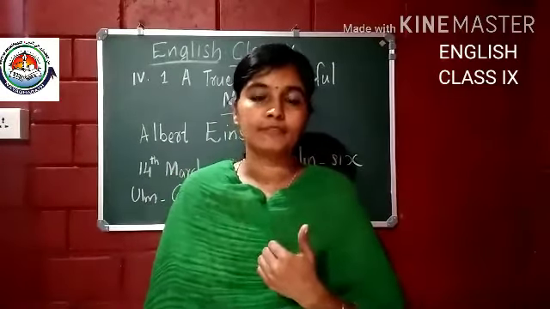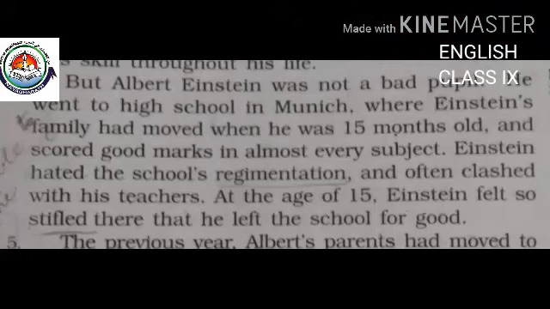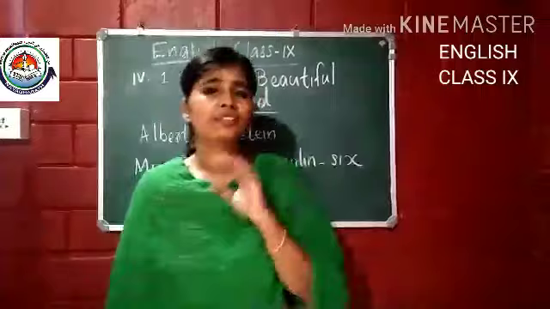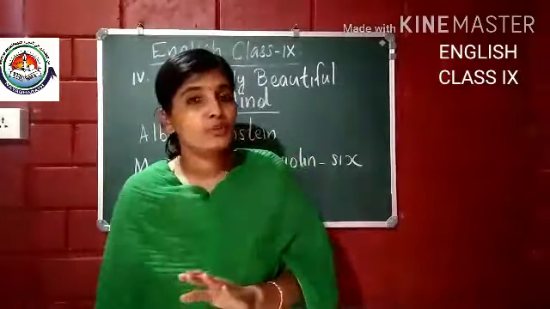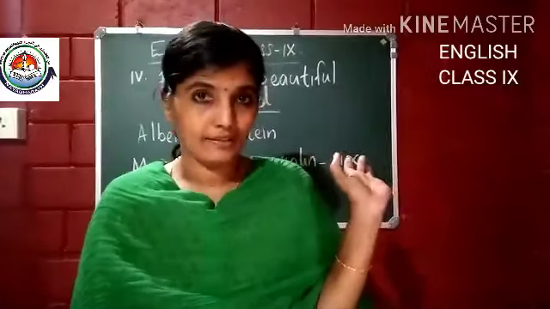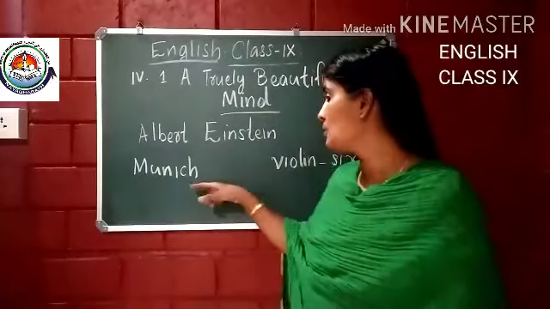Listen, the fourth paragraph. But Albert Einstein was not a bad pupil. He went to high school in Munich, where Einstein's family had moved when he was 15 months old, and scored good marks in almost every subject. Einstein hated the school's regimentation and often clashed with his teachers. At the age of 15, Einstein felt so stifled that he left the school for good. Whatever the headmaster or the other teachers were saying, it was very sure that Einstein was not a very bad child, because Einstein went to his high school in Munich.